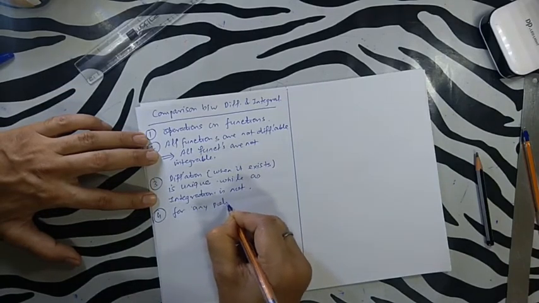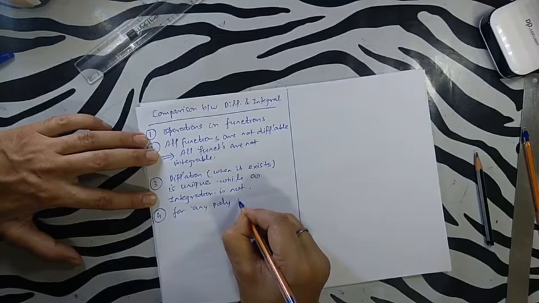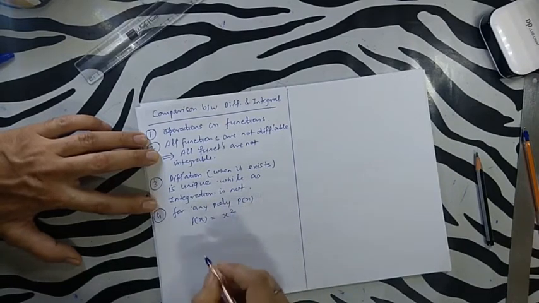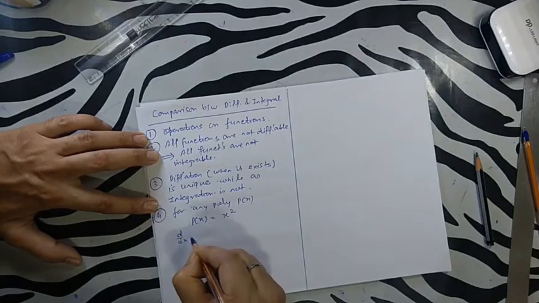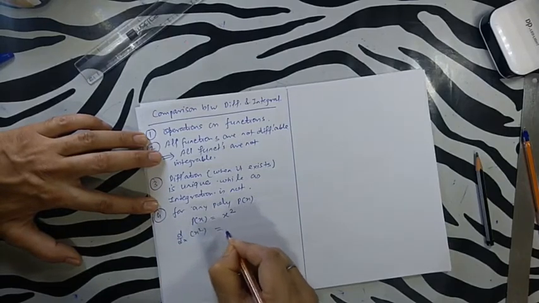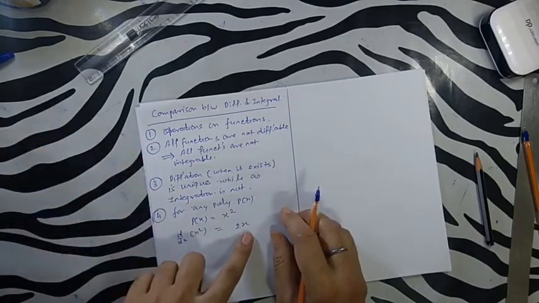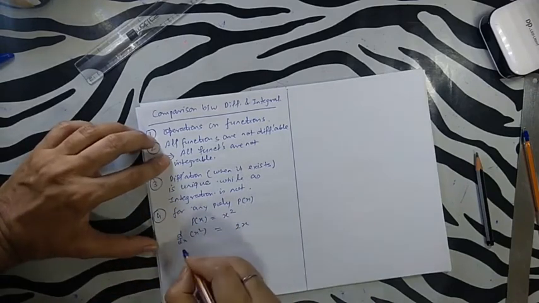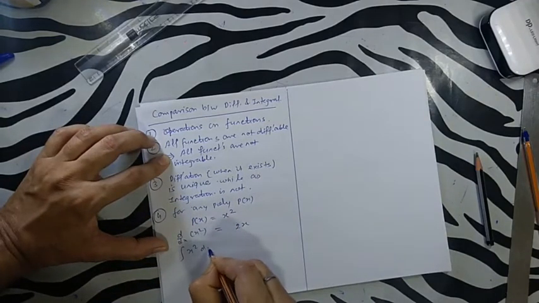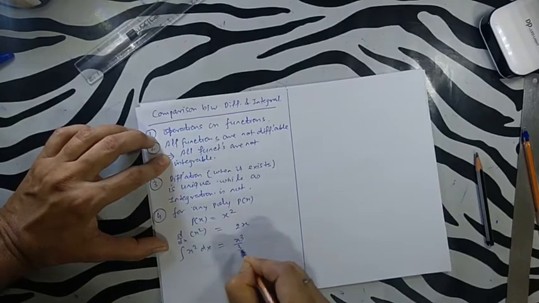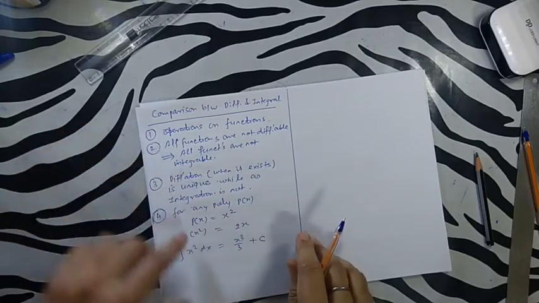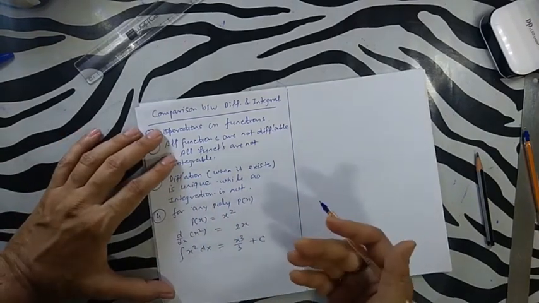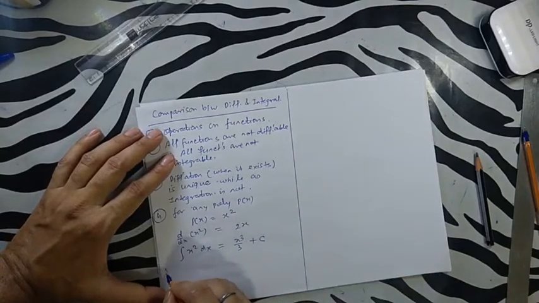Now the fourth difference, for any polynomial function p(x). Consider x square. When we differentiate it, d by dx of x square is 2x, so the power is decreased by 1. But when we integrate x square dx, it is x cube by 3 plus c. Here the power is 2 and now the power is 3, so it increases by 1.